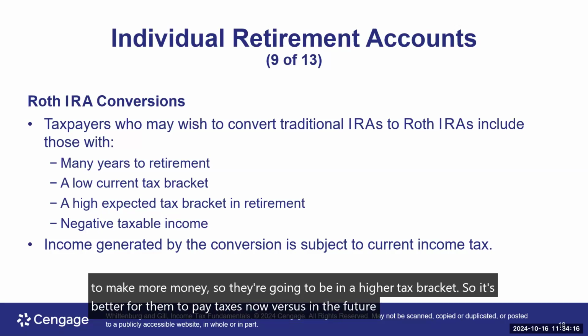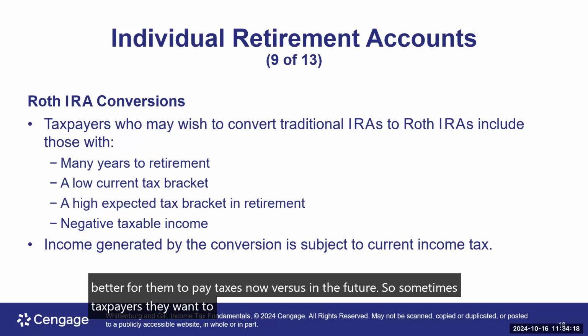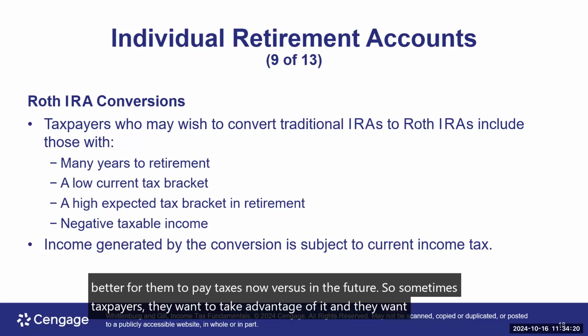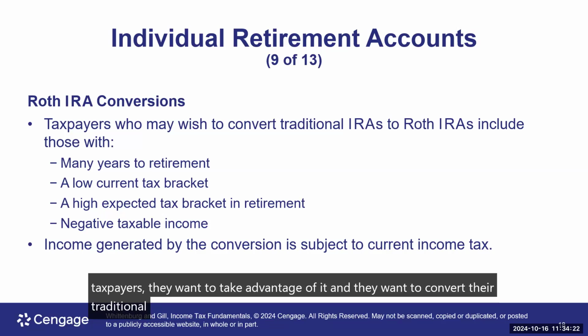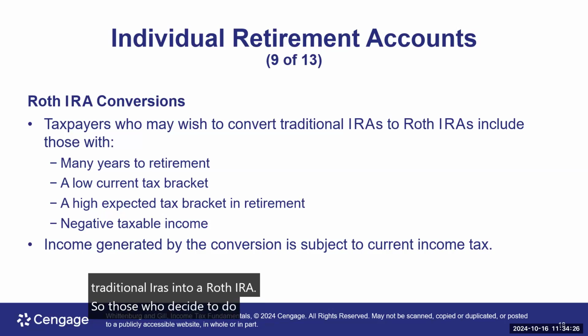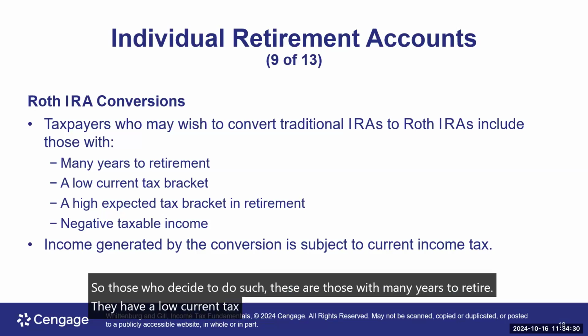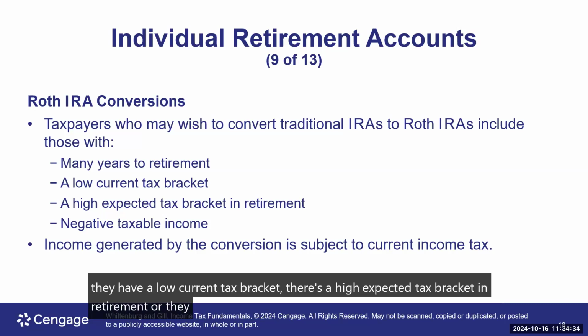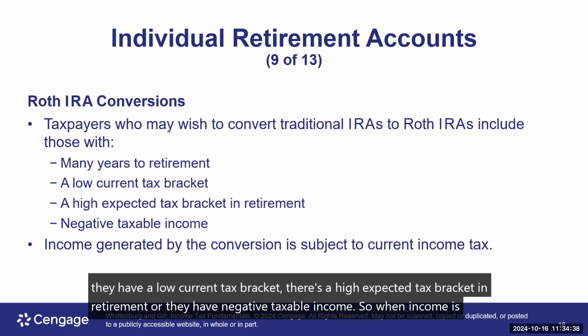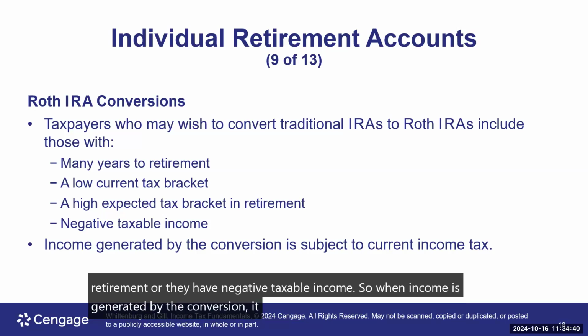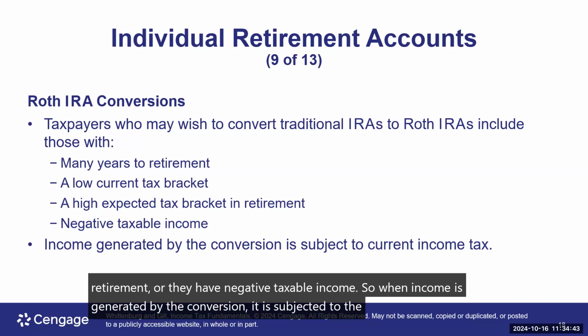So sometimes taxpayers want to take advantage of it and convert their traditional IRAs into a Roth IRA. Those who decide to do so are those with many years to retirement, they have a low current tax bracket, there's a high expected tax bracket in retirement, or they have negative taxable income. When income is generated by the conversion, it is subject to the current income tax.